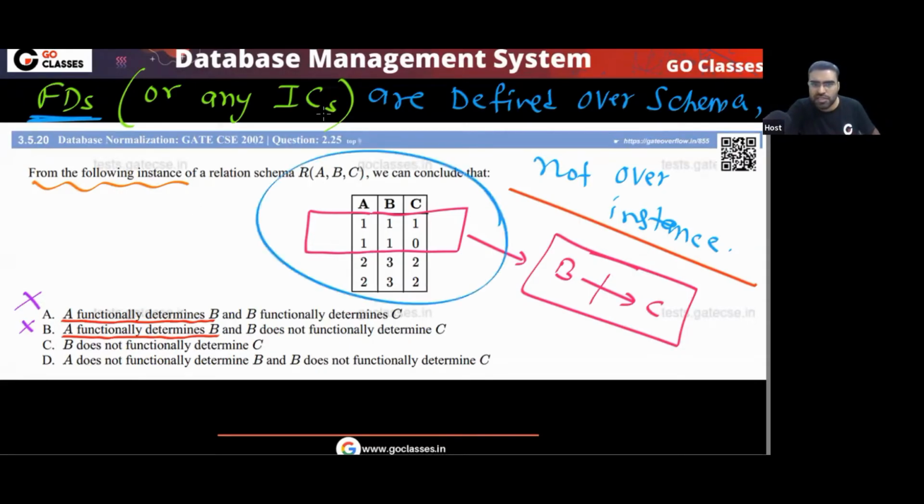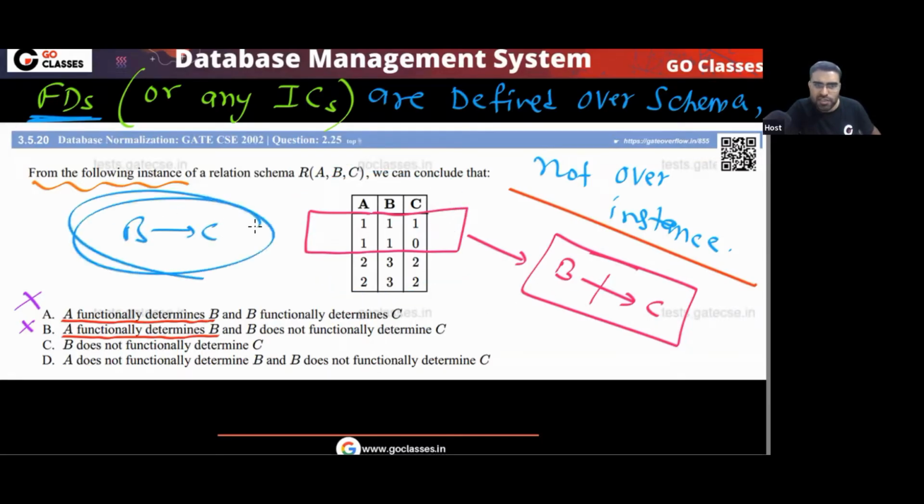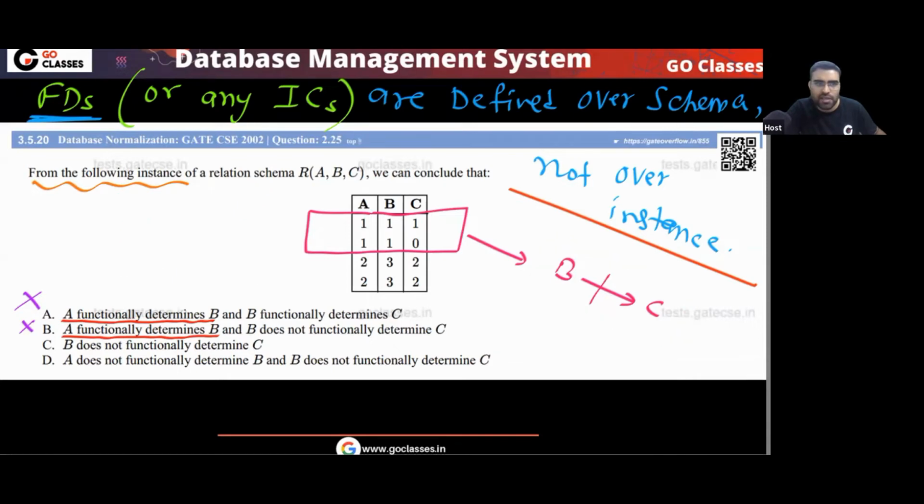You can see this instance does not satisfy this functional dependency. So what can I say? I can say this functional dependency does not hold on the schema. So I can say B does not determine C. Yes, that is correct.